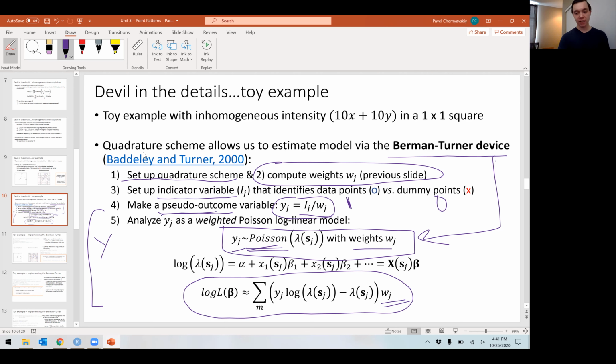Here are my quadrature weights. Here is my fake outcome variable. Here is the log intensity, and here is the anti-logged intensity.